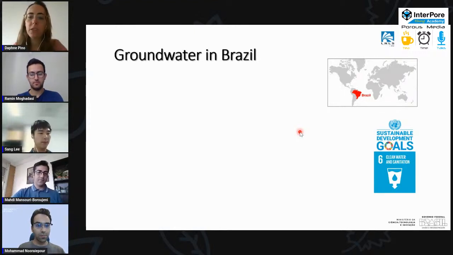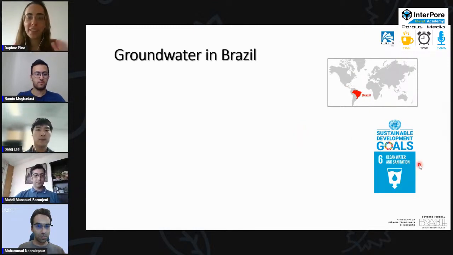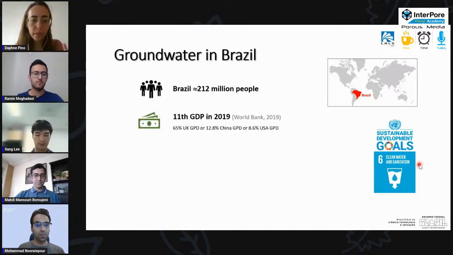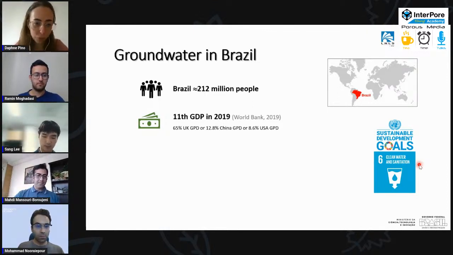Well, one of the Sustainable Development Goals from the UN is access to clean water and sanitation. So I think this explains all. We all understand the importance of water for life. So when we're talking about Brazil, we're talking about over 200 million people, and this is a country that had the latest GDP in 2019. So we shouldn't be in such a bad situation. That's what you would think.